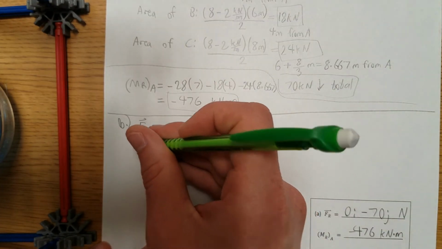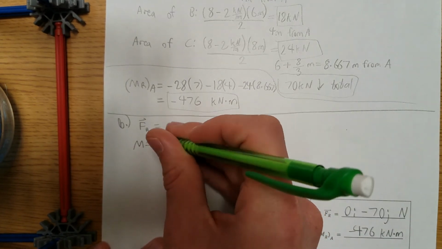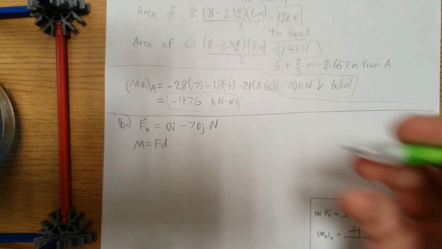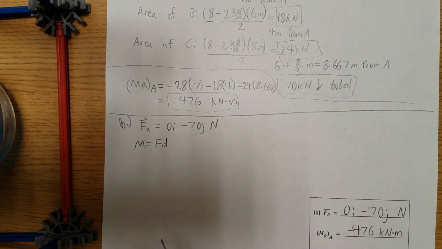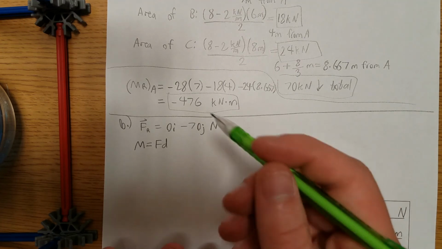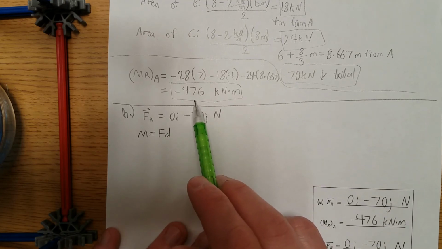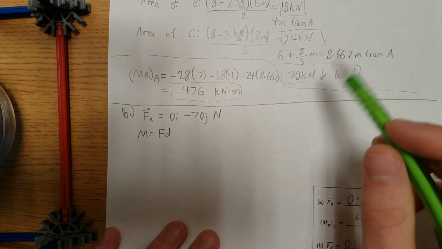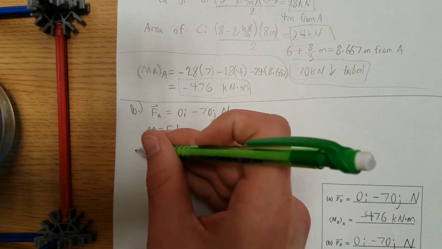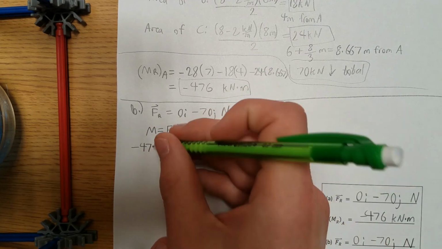I would highly suggest always writing in your equations that you're going to use, just so the grader knows what you're looking at and just so you know what you're thinking about when you're doing the problem. It works both ways in being helpful. So let's see here. Our moment is still going to be the 476 because that's what we found was caused by this entire distributed load. So I'm going to write it as negative 476.